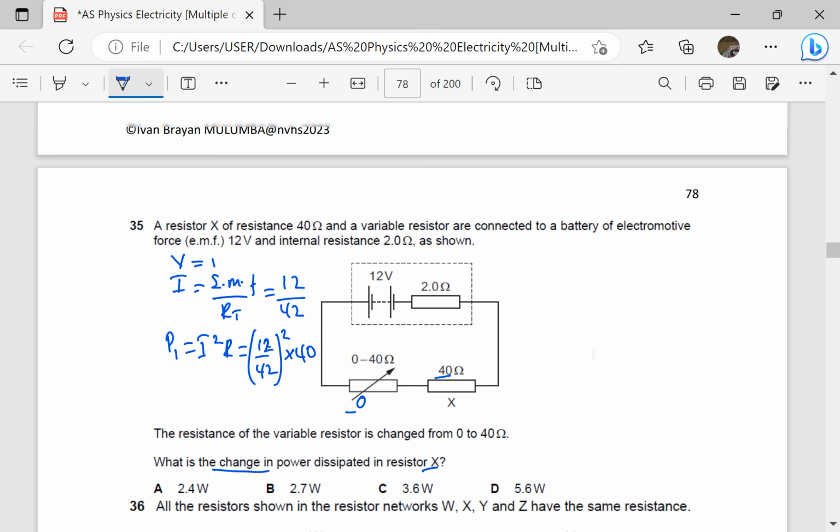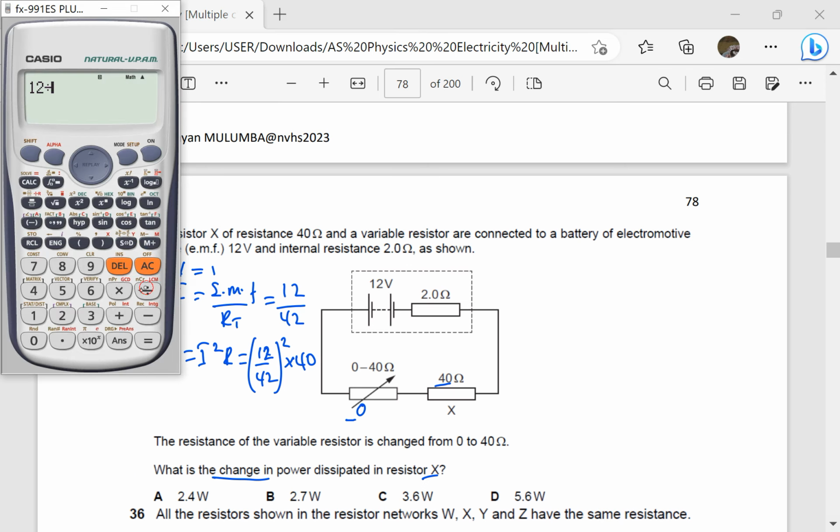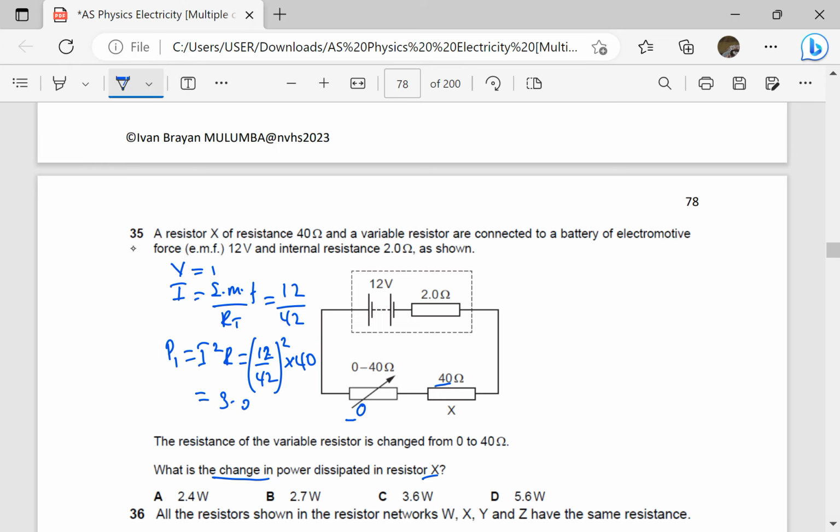So we can press the calculator here. 12 divided by 42 squared times 40. So that is approximately 3.27. So the second power, power 2, is going to be, of course, here the current again changes. So if we consider it at 40, the current is going to be the EMF 12 divided by 40 plus 40 plus 2, which is 82 amperes.